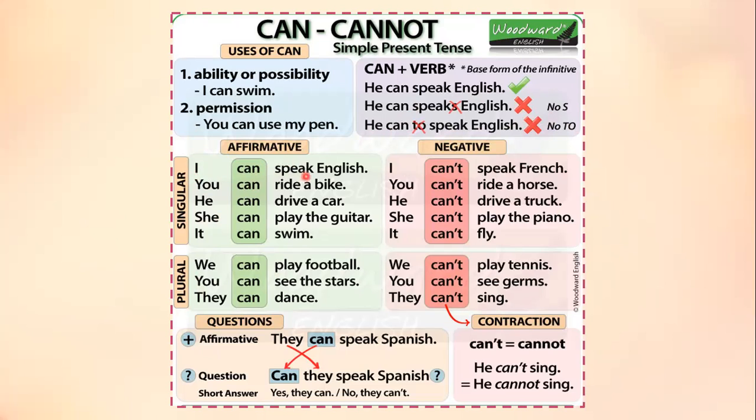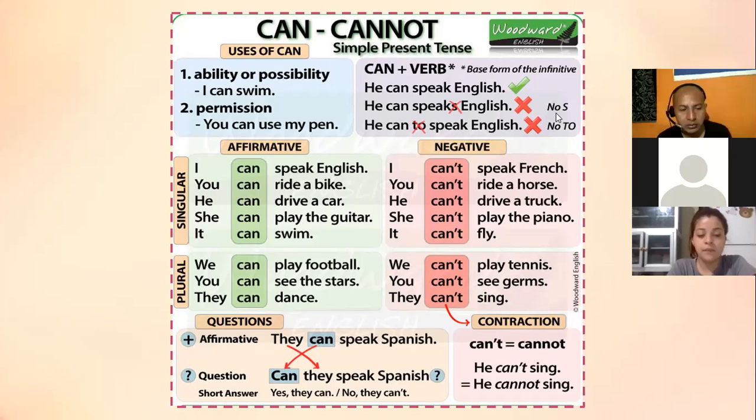I can speak English. You can ride a bike. He can drive a car. She can play the guitar. It can swing. Thank you. So let's continue. Now we are going to have Nancy.